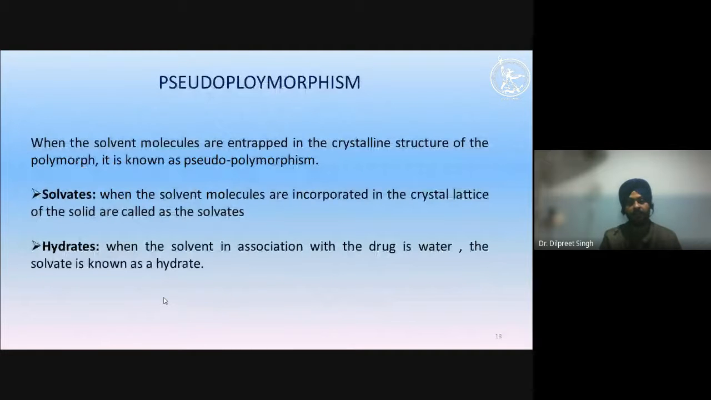When we talk about pseudopolymorphism, when solvent molecules are entrapped in the crystalline structure of a polymorph, it is said to be a pseudopolymorph. So pseudopolymorphs exist either in the solvate form or in the hydrate form. When the solvent molecules are incorporated in the crystal lattice, they are called solvates. When the solute molecule is in association with water molecules, that is called a hydrate.